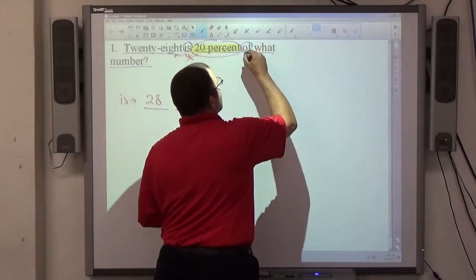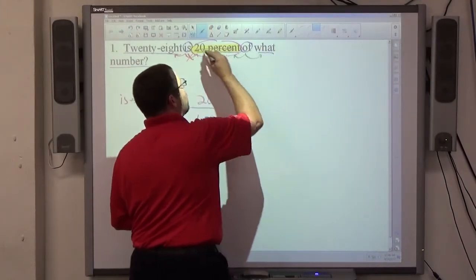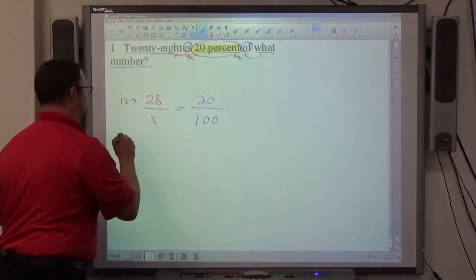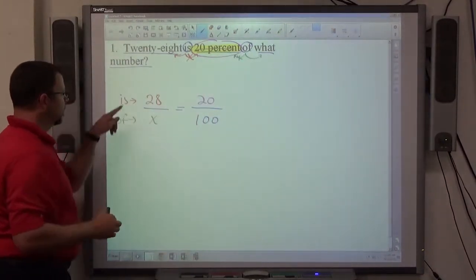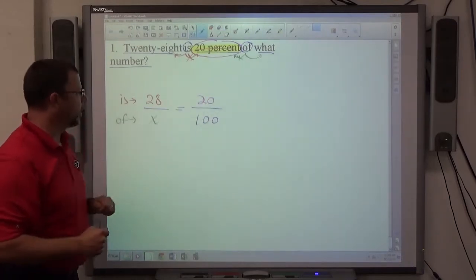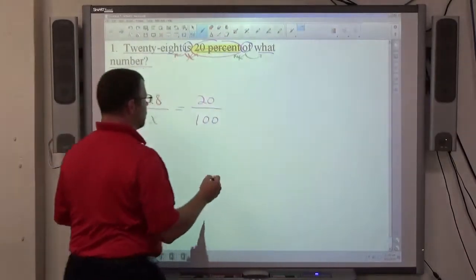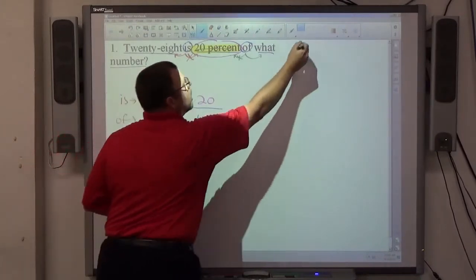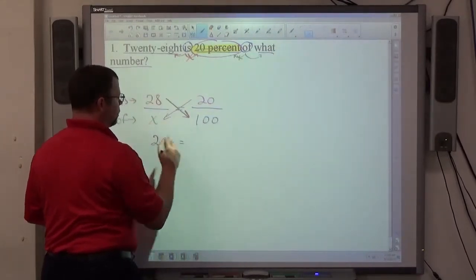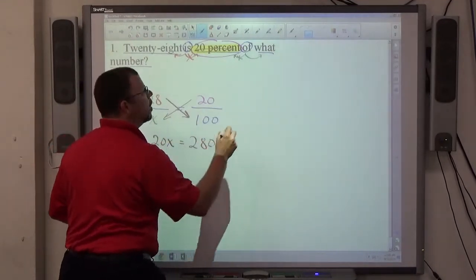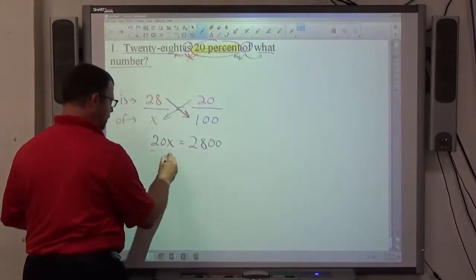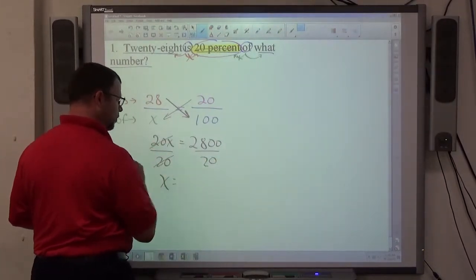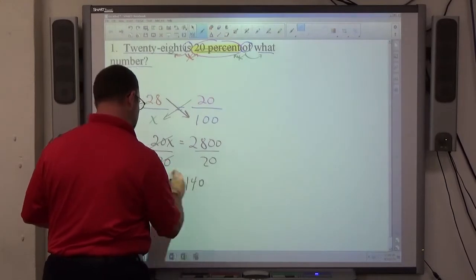And the word "of" is next to two things also, but again, we've already used 20%, so we don't use that one. What number means unknown, and "of" always goes in the bottom. So is over of equals the percent over 100. Once you get the proportion set up, you cross multiply. That product of 20x is equal to that product of 2,800. We divide both sides by 20, the number in front of x, we end up with x is equal to 140.